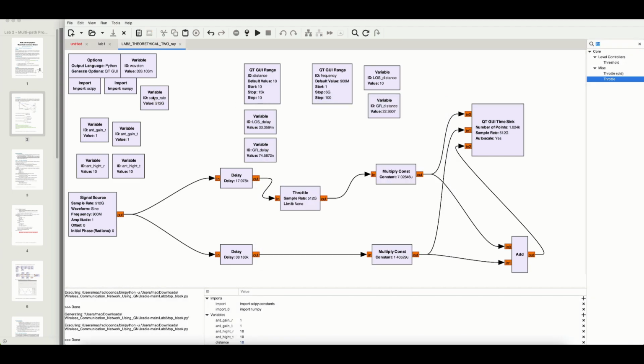Then you need a variable called samp rate. This is a default samp rate. You can choose any samp rate you want. In this flow graph, they have chosen a value of 512 giga samples per second. So this is one of the variables.